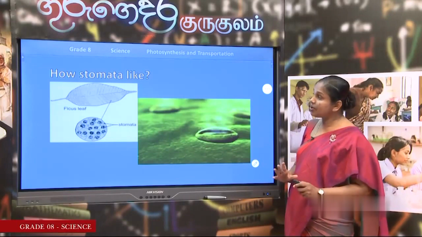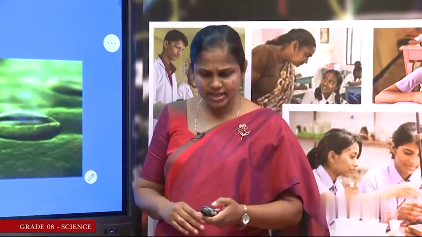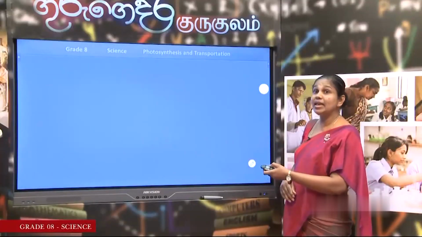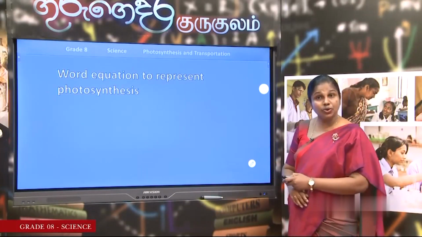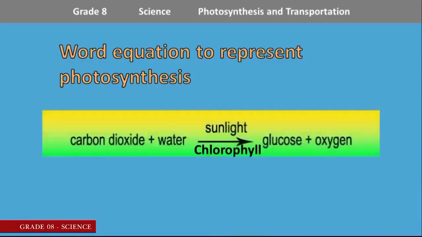Okay, right. Now, I am going to show you how this process, photosynthesis, can be summarized by an equation. This is called the word equation of photosynthesis, right? This is how it is written, children. Look at here. Carbon dioxide plus water, an arrow, then glucose plus oxygen, right? So, sunlight and chlorophyll are written above the arrow and below the arrow.